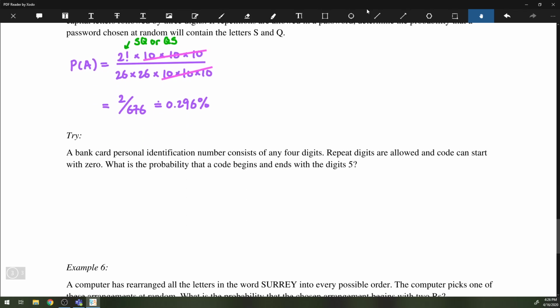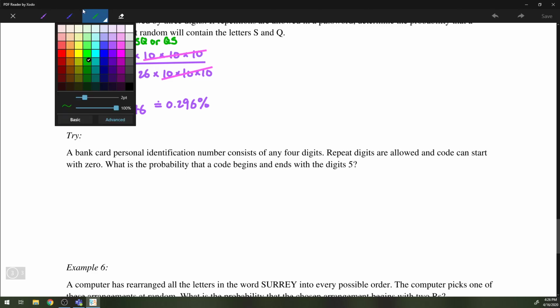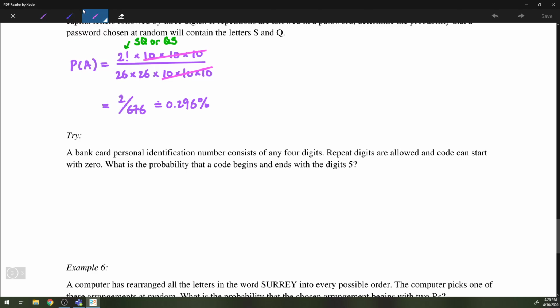Okay. Next one is similar. A pin number consists of 4 digits, so repeats are allowed. That's good. And then what is the probability that the code begins and ends with the digit 5? So let's look at that together.